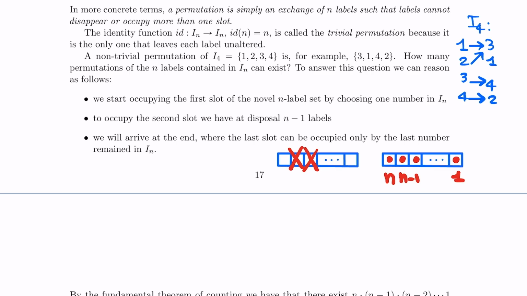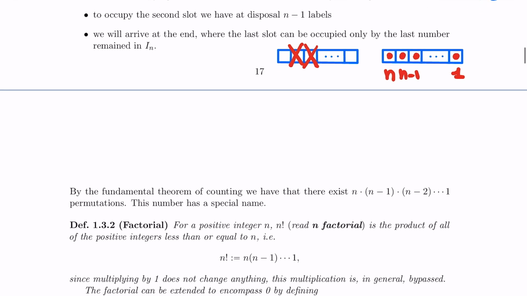We have decomposed the job of counting all the possible permutations in n tasks, each of which can be performed in n, n-1, etc., ways, until we arrive at a unique way to perform the last task. As a consequence, thanks to the fundamental theorem of counting, we have exactly n times n-1, n-2, etc., times 1 permutations. This number has a special name. It is called n factorial, and so n factorial is simply the product of all the positive integers less than or equal to n, like this.